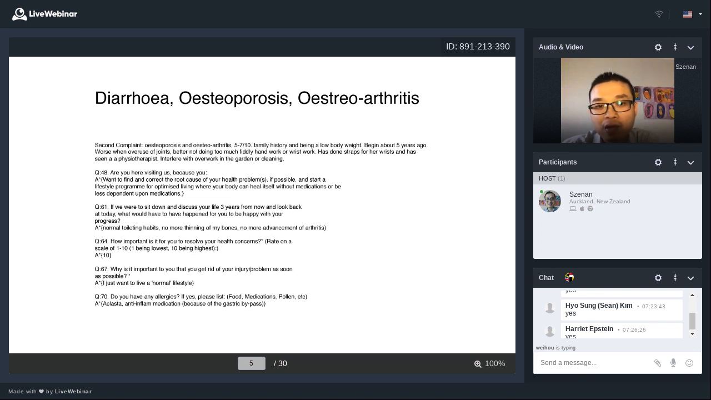Family history for that, and being low body weight as a cause of it. That's what she thinks. Okay, this started 5 years ago. Worse when overusing the joint. Better not doing too much. Fiddly hard work or wrist work. She has done straps for her wrist and has seen physiotherapists. It interferes with overwork in the garden or cleaning. There's some question we ask about what she actually wants.